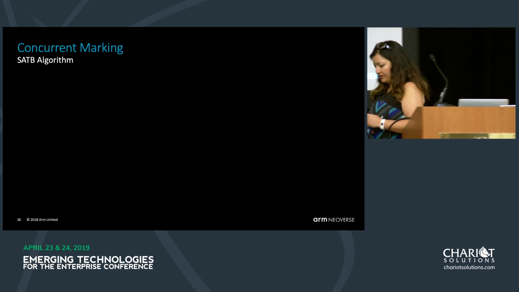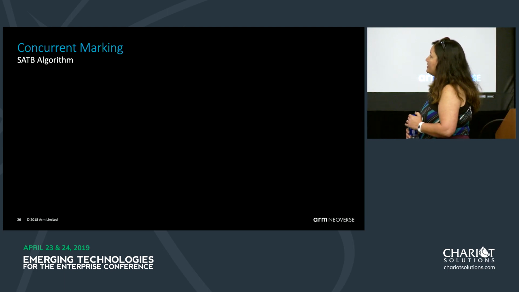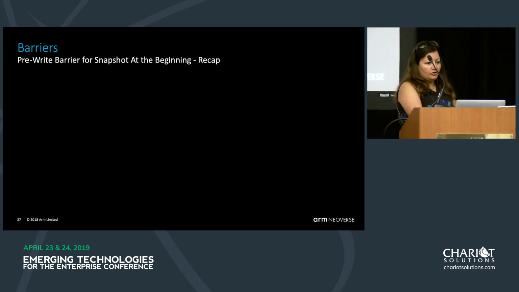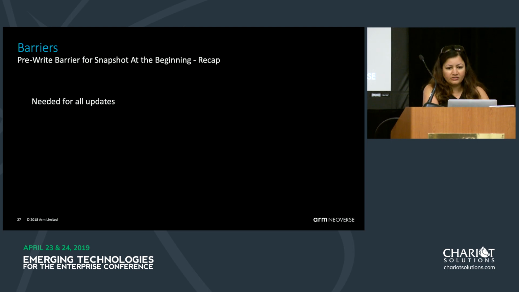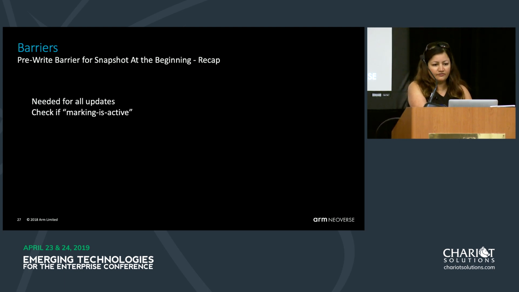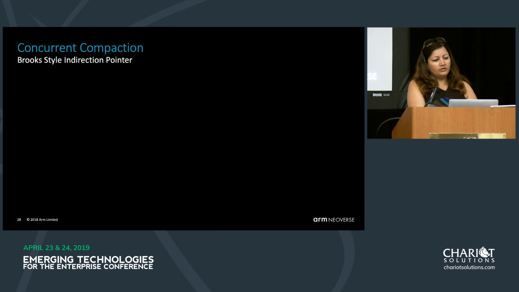I mentioned concurrent marking in G1 GC. This SATB marking is similar in Shenandoah as well. So let's quickly recap the barrier that's needed. It's needed for all updates. What is interesting is it's the same thing. We check if marking is active and we enqueue. Because this is concurrent, nothing changes between G1 GC and Shenandoah. To read more, it's the same book here.